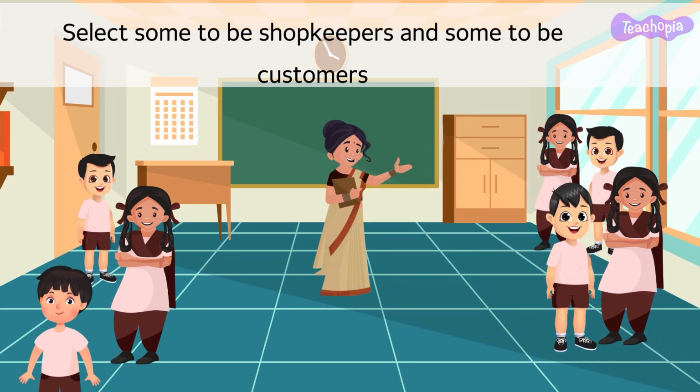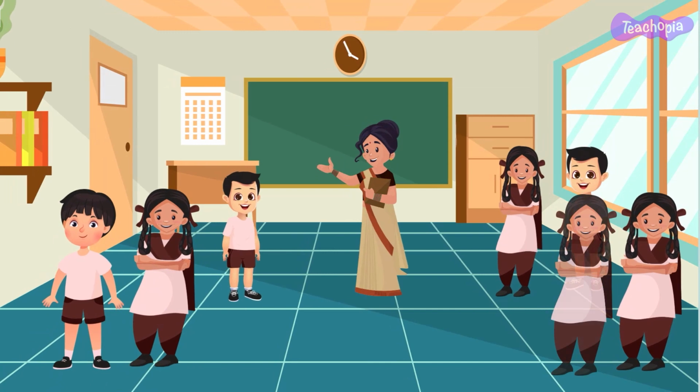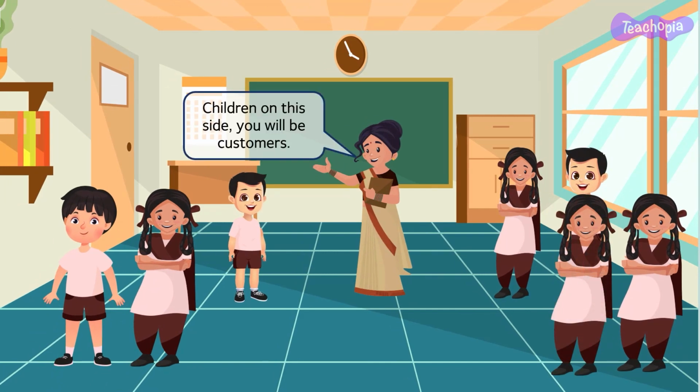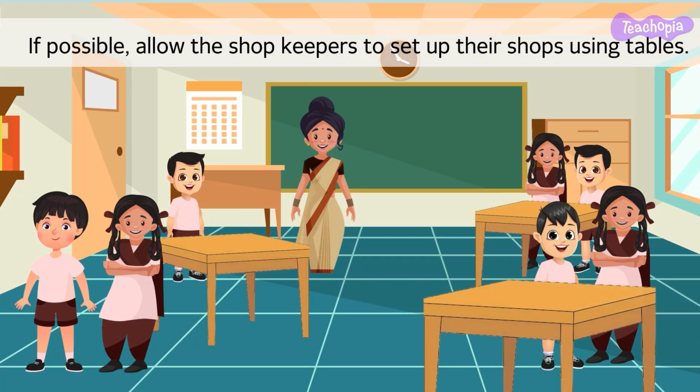Select some learners to be shopkeepers and some learners to be customers. Children, on this side, you will be shopkeepers. Children, on this side, you will be customers. If possible, allow the shopkeepers to set up their shops using tables.